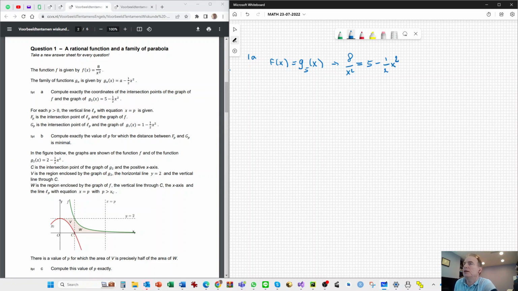And now, assuming x is not equal to 0, which is not going to be a solution anyway, we can multiply both sides by x squared, so we get 8 equals 5x squared minus 1/2 x to the power 4, which I will rewrite as 1/2 x to the power 4 minus 5x squared plus 8 is 0.